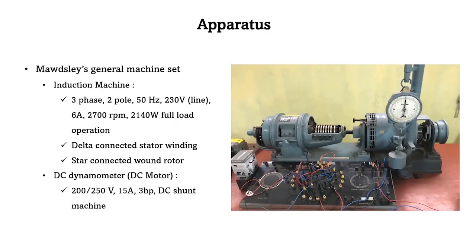Now we'll move on to the procedure. First, we'll look at the apparatus we are using for this practical. For the induction generator, we use the Mawdsley's general machine set. It consists of an induction machine with the specifications shown here and a DC dynamometer, which is a DC motor. You can see this setup in the figure to your right.